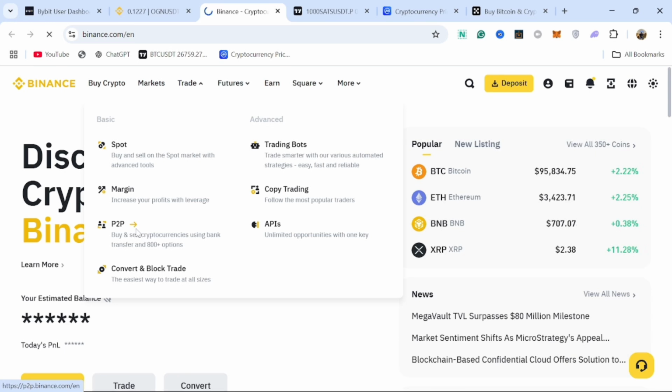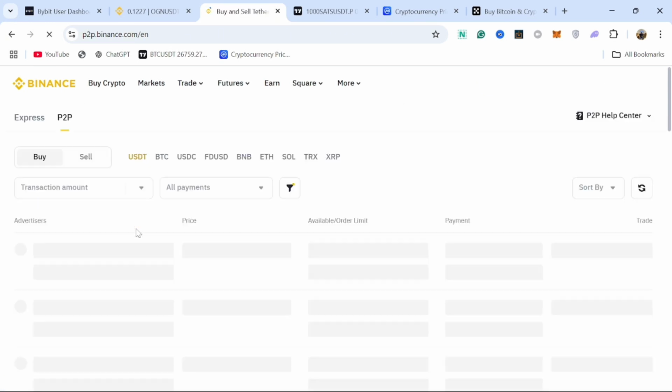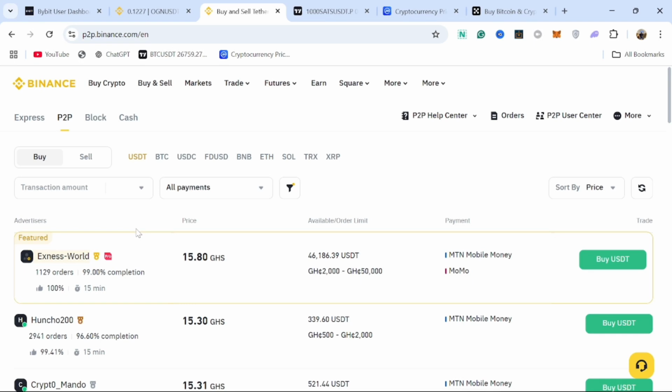When you click on P2P, P2P simply means peer to peer transaction. So maybe you have someone who is also in your area or your country, they have USDT, but they want to buy your local currency. What happens is you give them your local currency and you take their USDT.